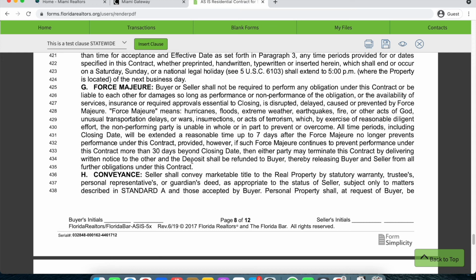Force majeure, we discussed that earlier with regards to the closing date. This lays out a little bit more information on it. If there's a storm, an earthquake, a natural disaster, the contract can be extended basically up to 30 days to give time for the repairs to be done and whatnot. And if it's not done within 30 days, then you can release your client from the contract.